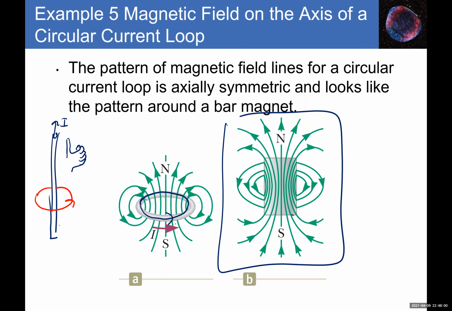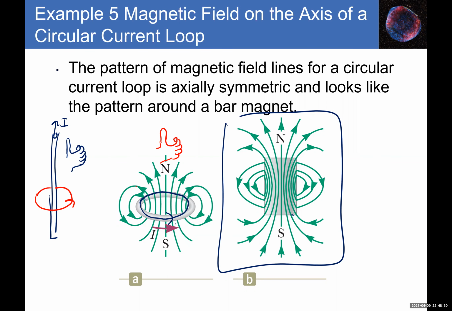When you have a current loop like this, the other way around is actually more convenient. That means you have your thumb in the direction of the magnetic field, and then your fingers will curl in the direction of the current. So you can see, right? If you have counterclockwise current, the magnetic field will be going through the center of the loop in the upward direction.